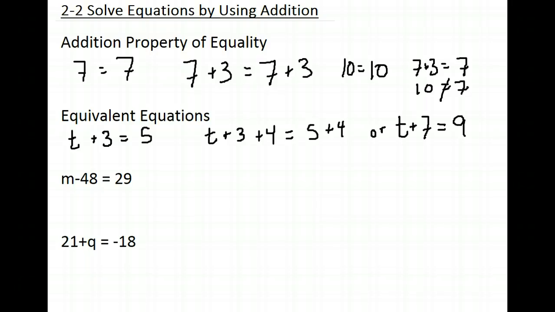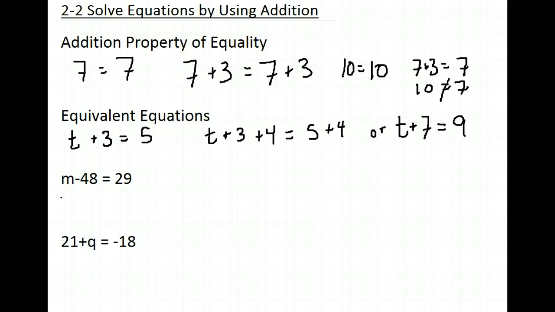Okay, so now let's solve an equation. This is on page 79, example 1. We have the equation m minus 48 equals 29. What we're trying to do here is get m by itself so we can see what it equals. We just want it to be m equals a number. And that'll tell us what to put into our equation to make it true. So the way we do that is we add 48 to each side. The reason we're doing that is to eliminate the 48 on the left side, so we have the m by itself.